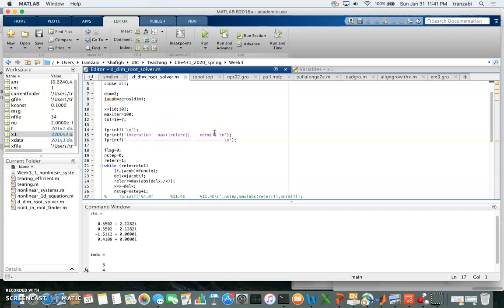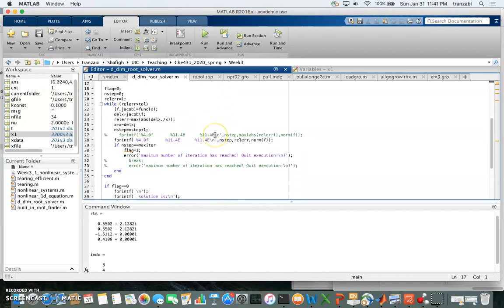And you know what norm means here. This is norm 2, and f is the right-hand side of my equations. If you get the root, then f is completely 0 in every element, but because initially we don't get the root, f is non-zero overall. Okay, so we set the flag to 0 as before. That means if flag is 0, we converge, and if flag is 1, it is a diverge scenario.